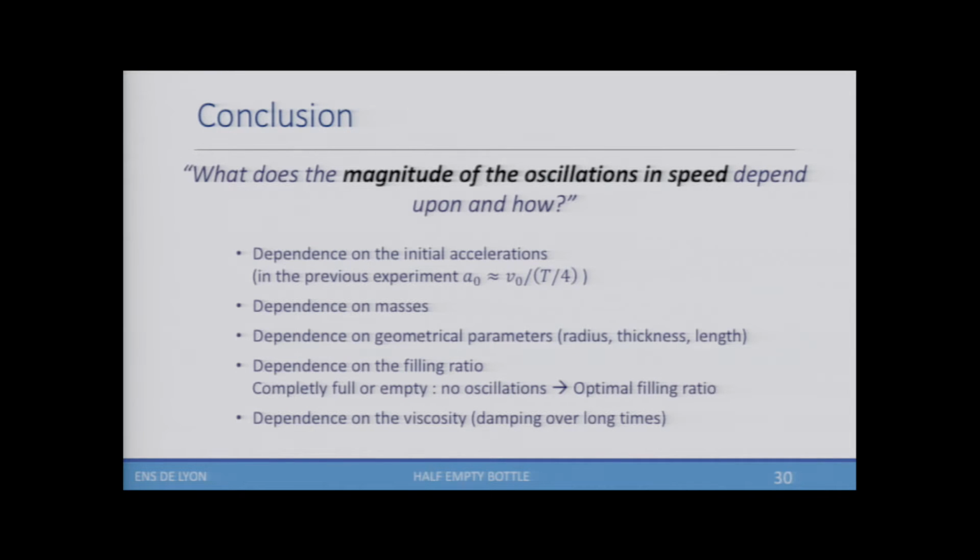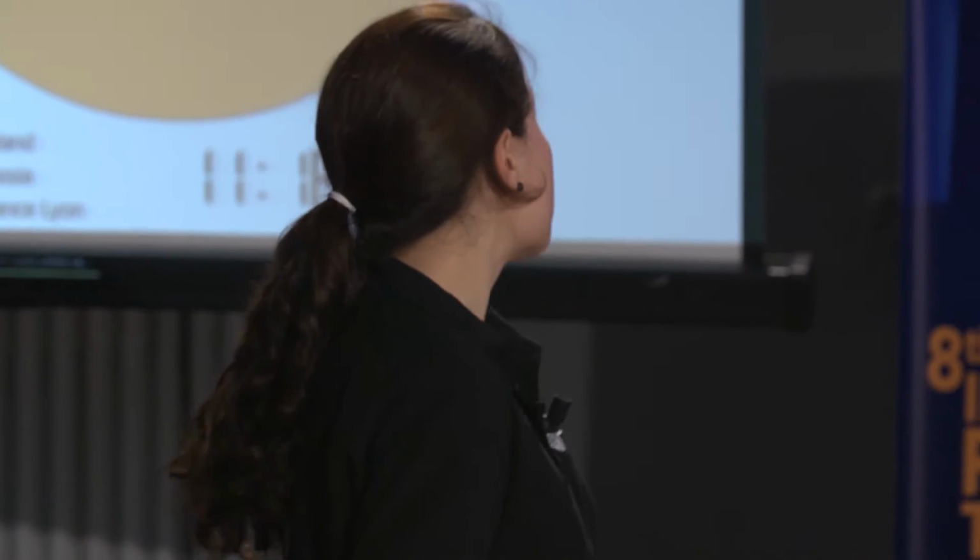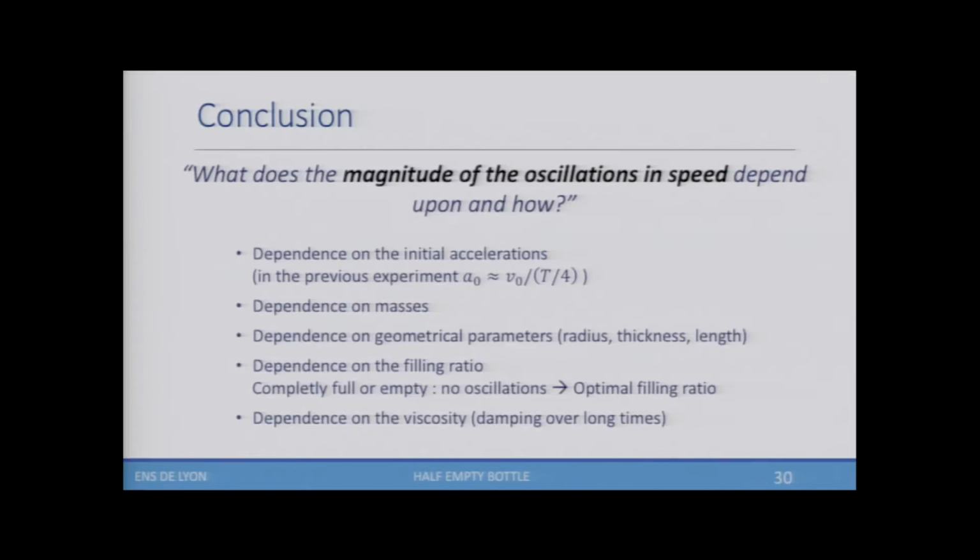Moreover, there is a dependence on masses, both of the fluid and the bottle. There is also a dependence on the geometrical parameters, so the radius of the bottle, the thickness and the length of the bottle. There is also a dependence on the ratio of filling, because, for example, if you take a completely full or empty bottle, there will be no oscillations. And there is also a dependence on the viscosity for the damping over a long time.